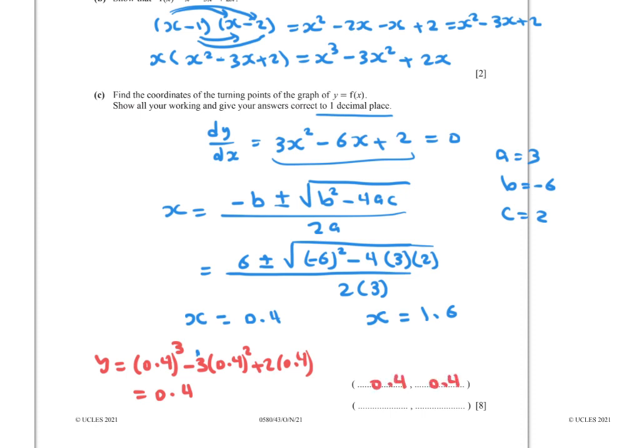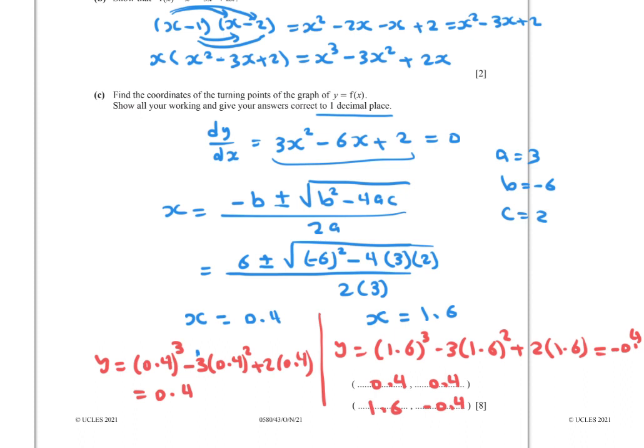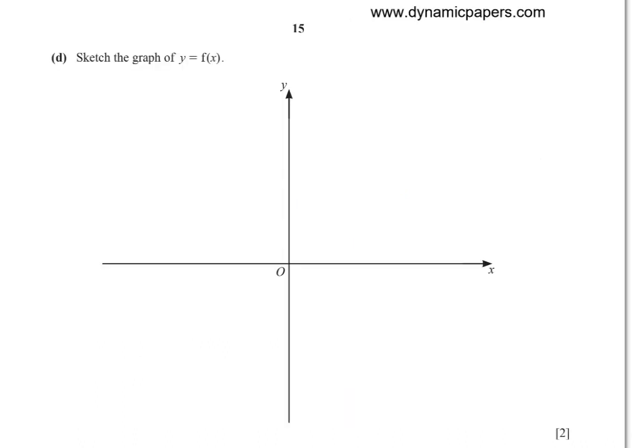For the second point, substitute x equals 1.6. So y equals 1.6^3 minus 3 times 1.6 squared plus 2 times 1.6, which equals negative 0.4. So the second point is (1.6, negative 0.4) to one decimal place.